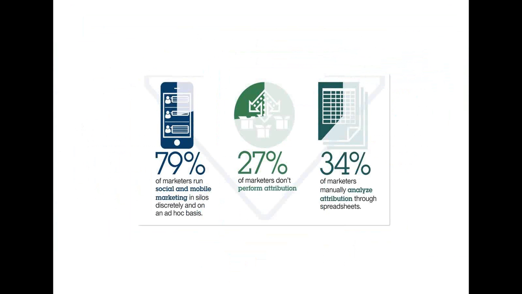When IBM asked marketers to discuss how they analyzed their campaigns, the respondents basically felt their analysis was not effective. 79% of respondents said that they run their own social marketing. 27% said they don't perform any analysis. And 34% said they do their own analysis through spreadsheets and reports that aren't automated or standardized.